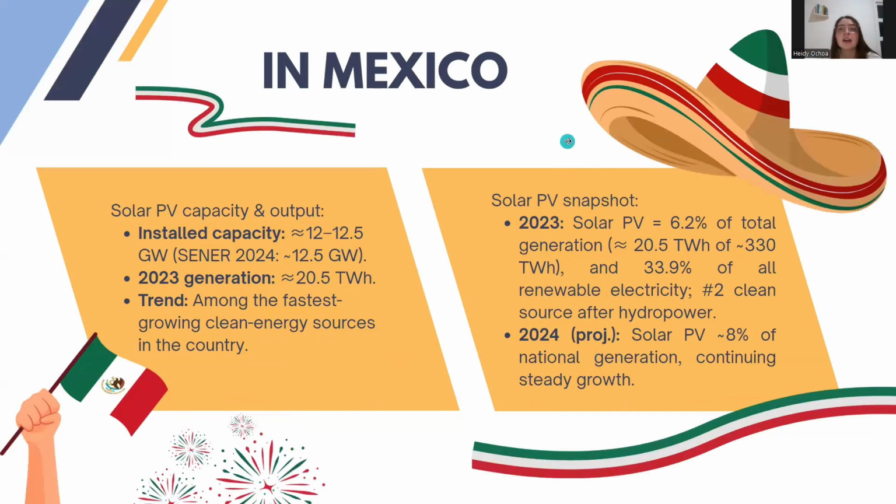In Mexico, and for a little bit of context, solar PV is growing rapidly. In 2024, installed capacity is around 12 to 12.5 gigawatts, and solar is trending to about 8% of national generation, up roughly from 6.2% in 2023. This reinforces the relevance of hands-on PV applications like our lamp, for example.